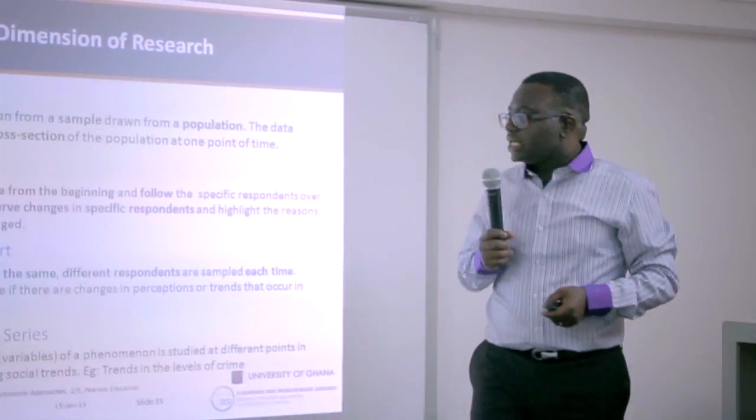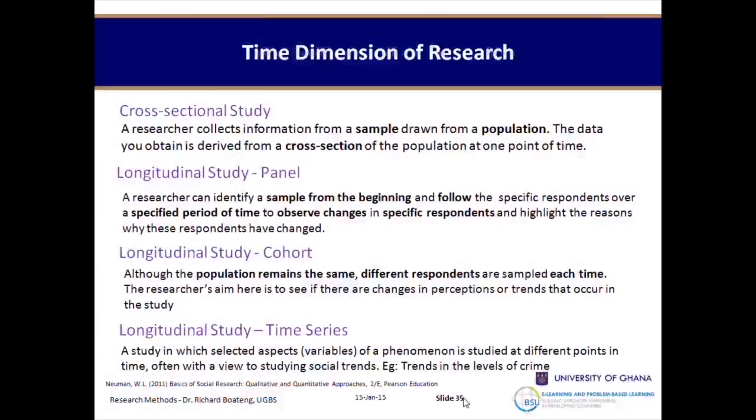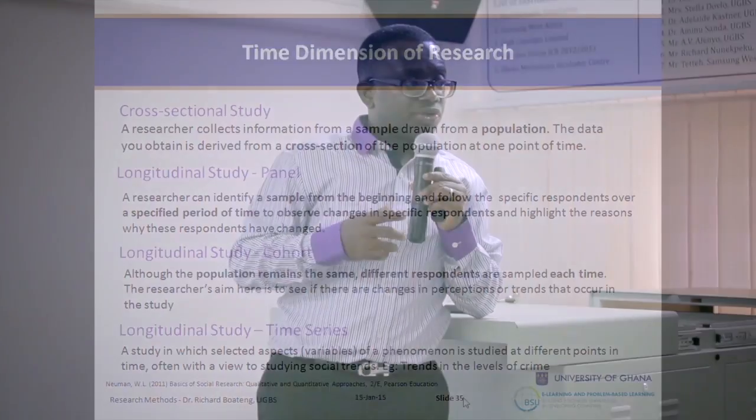Now, you can also have a cohort study. In a cohort study, the population is the same. So let's take a group of students who were given iPhones in 2010. Now, you want to study the impact of iPhone usage among those students. So every 9 months, you come and ask them questions. But what you do is that every 9 months, you sample out of the group of 50 students that you met. So the first year, you give them 50 phones to use.